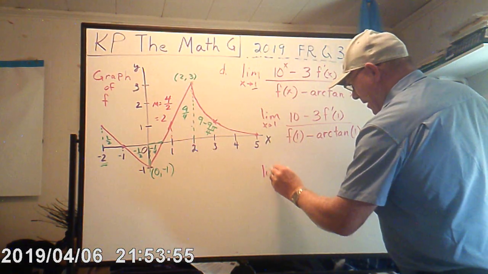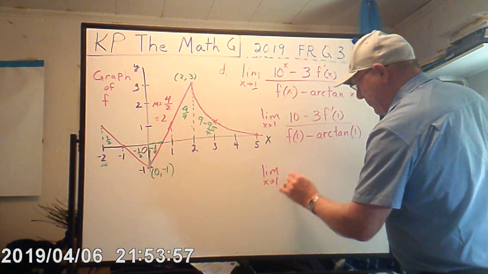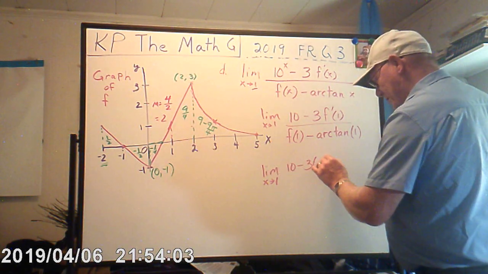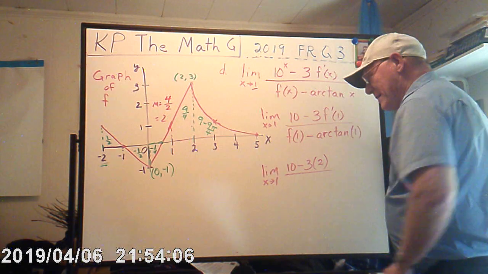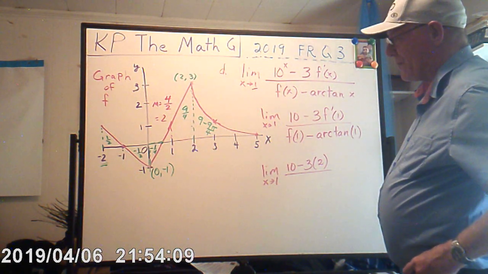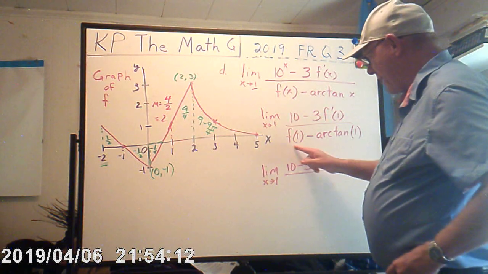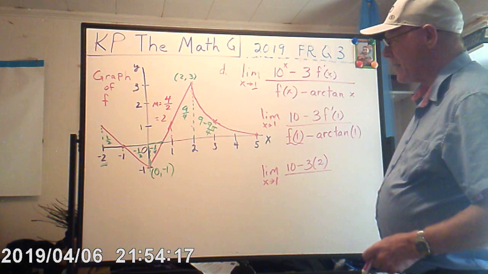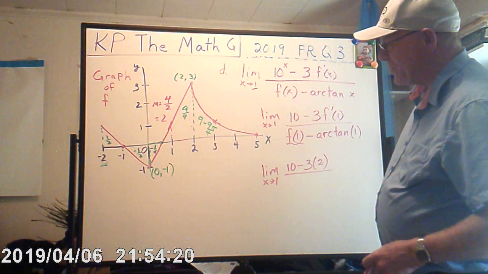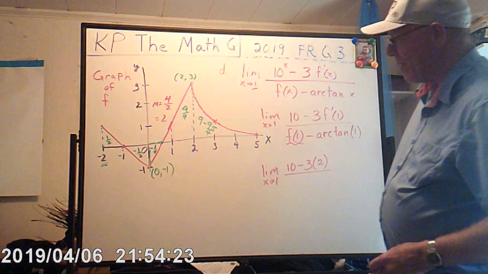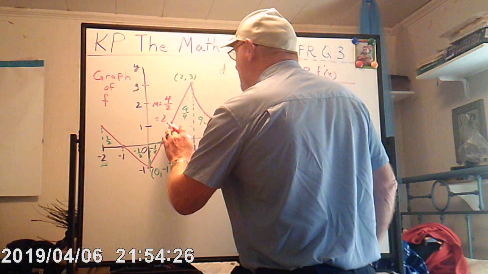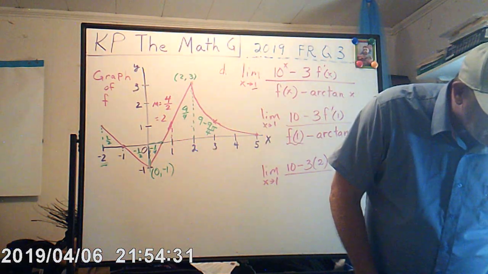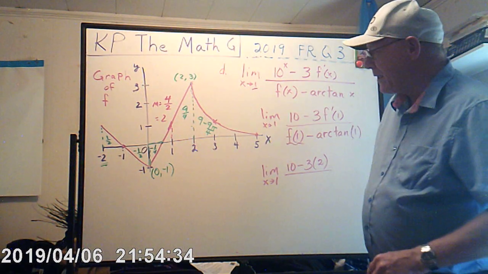So the limit at the top is going to be really easy, isn't it? 10 minus 3 times, well, we know that slope is 2. That's not so bad. F at 1. Now I've got to figure out what this is. I'm just having to think a little bit about how I can find out what F at 1 is. Let me see. I want to say that F at 1 is 1.